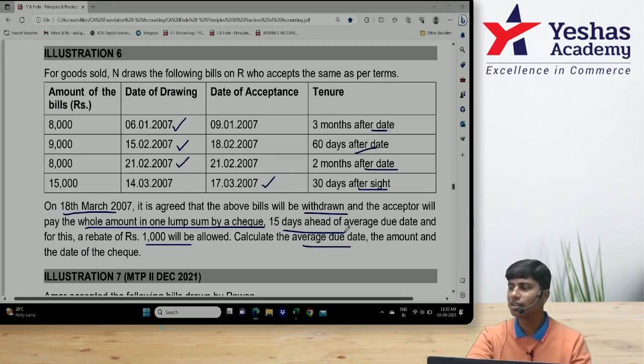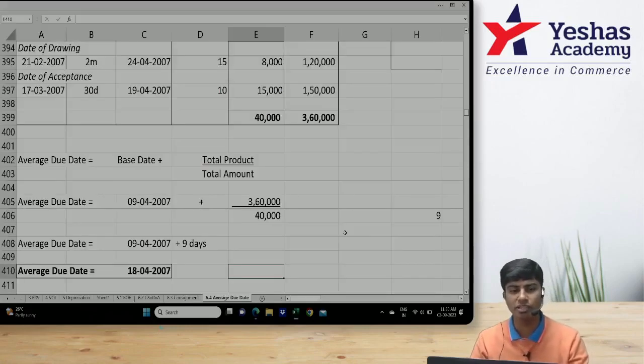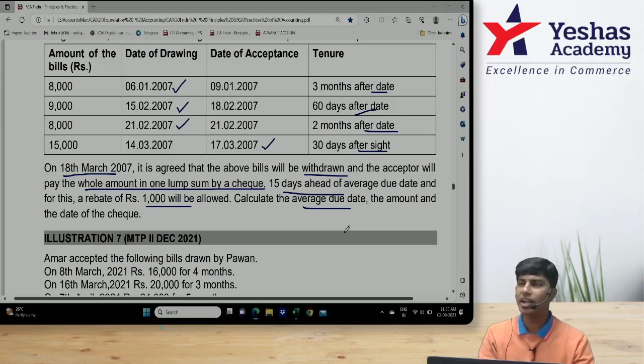Shall I tell? Read it, try and understand. They've told 15 days, they've told 1 month here. Here 18th of April is there. 18th of April to 18th March. Should I compute 1 month interest or 1 month discount or 15 days? What are they trying to tell? 15 days. But they've also told 1000.